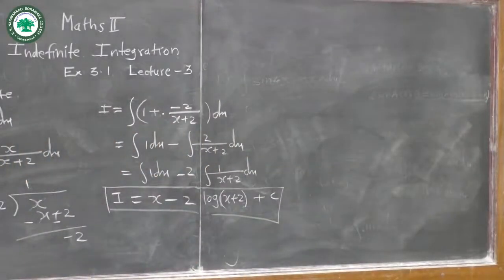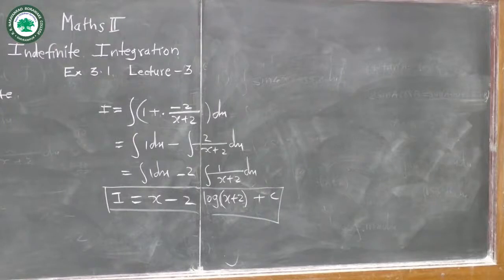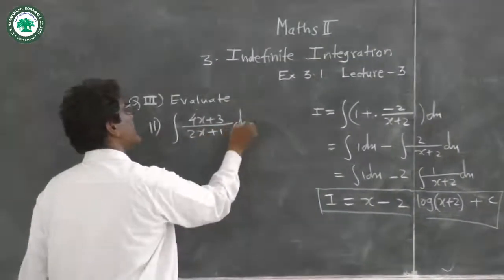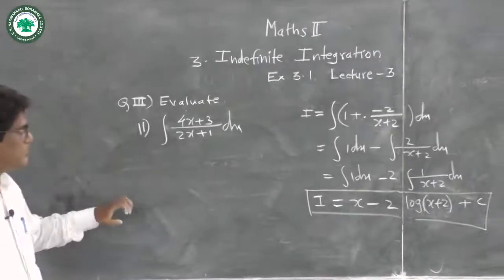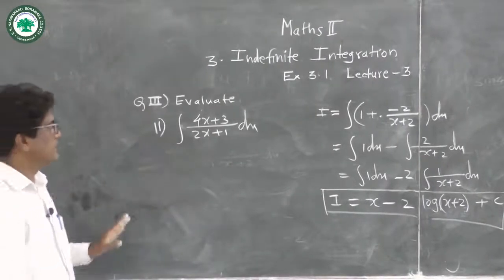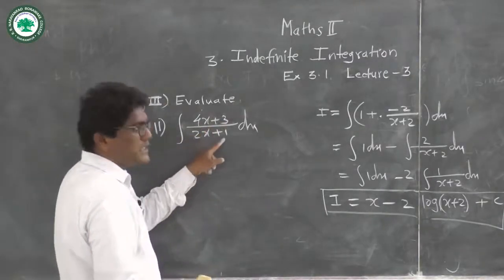Now here we see the second problem: integration of (4x + 3) upon (2x + 1) dx. First problem, second problem, and third problem are of the same type. So we divide 4x + 3 by 2x + 1.